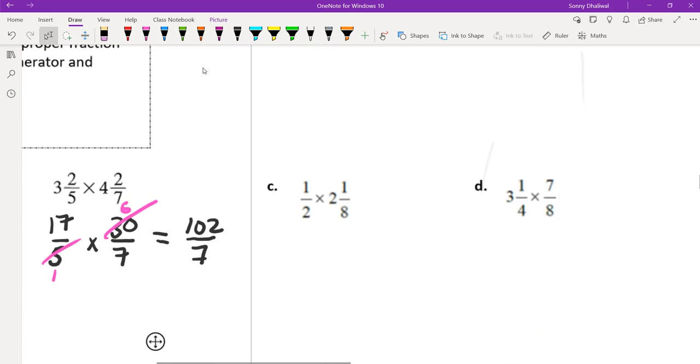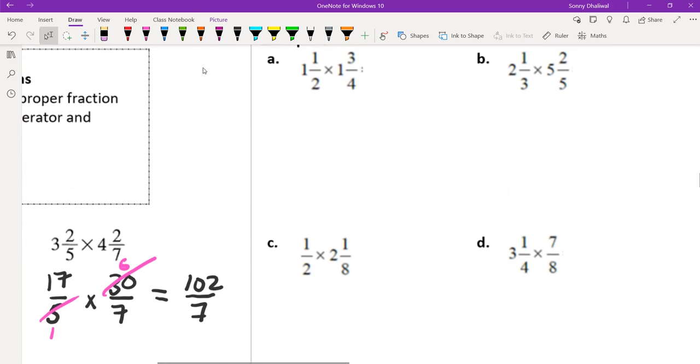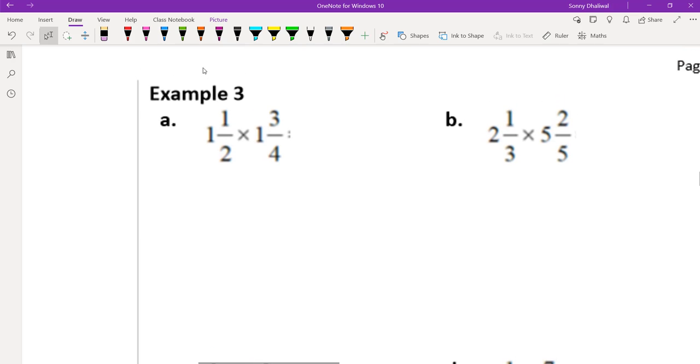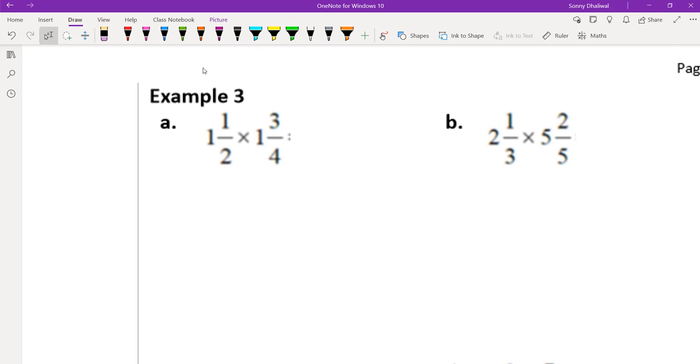Okay, I think you guys got this. Let's just do A and B. I want you to do it. I'll pause this and then we'll come back as a group and do the answers together. So just do A and B.